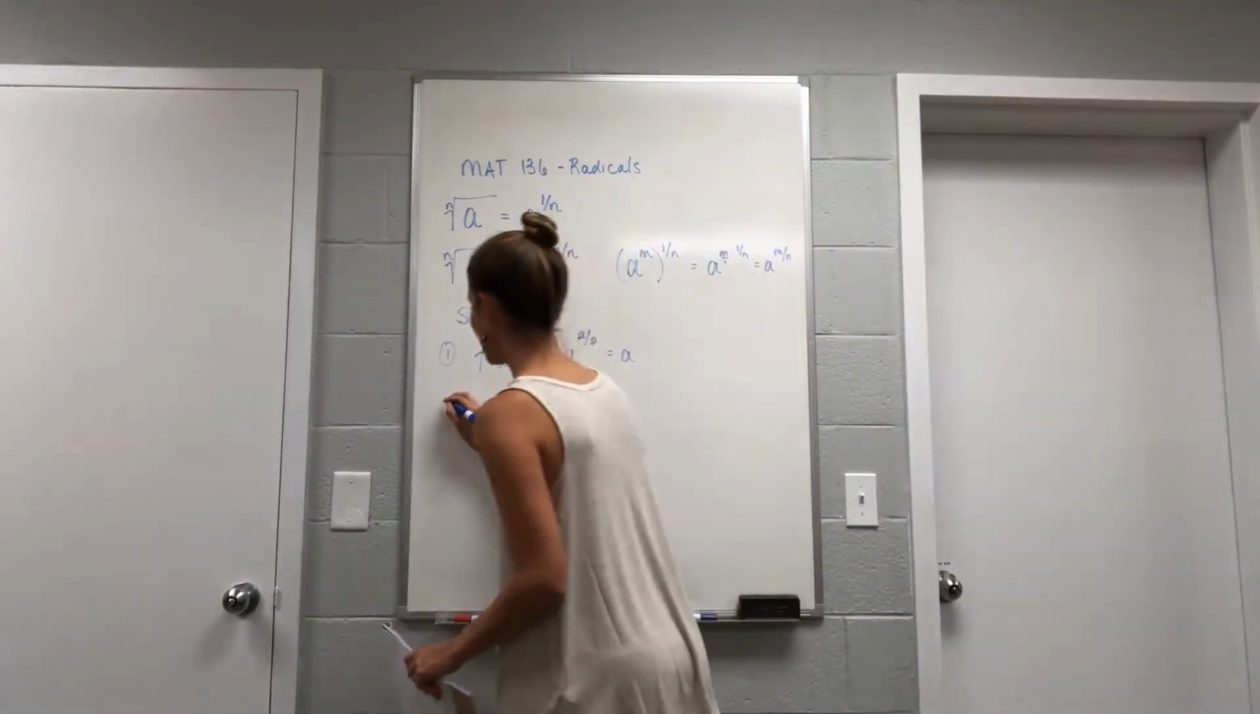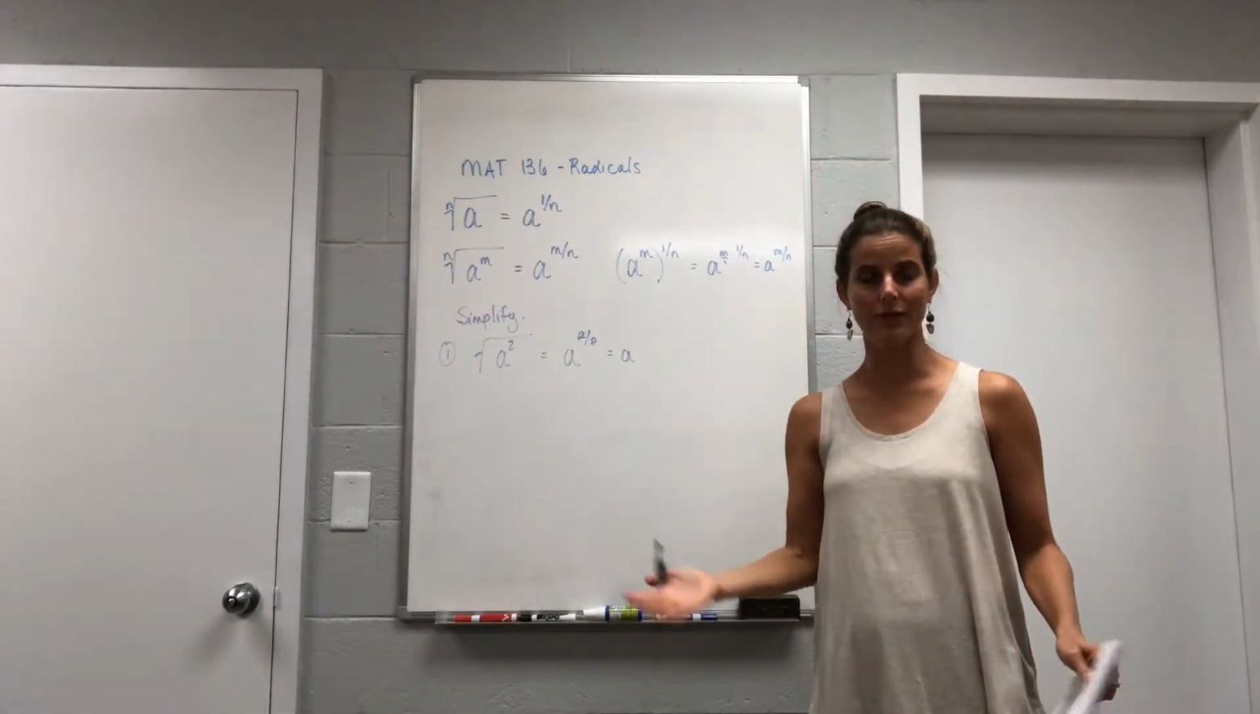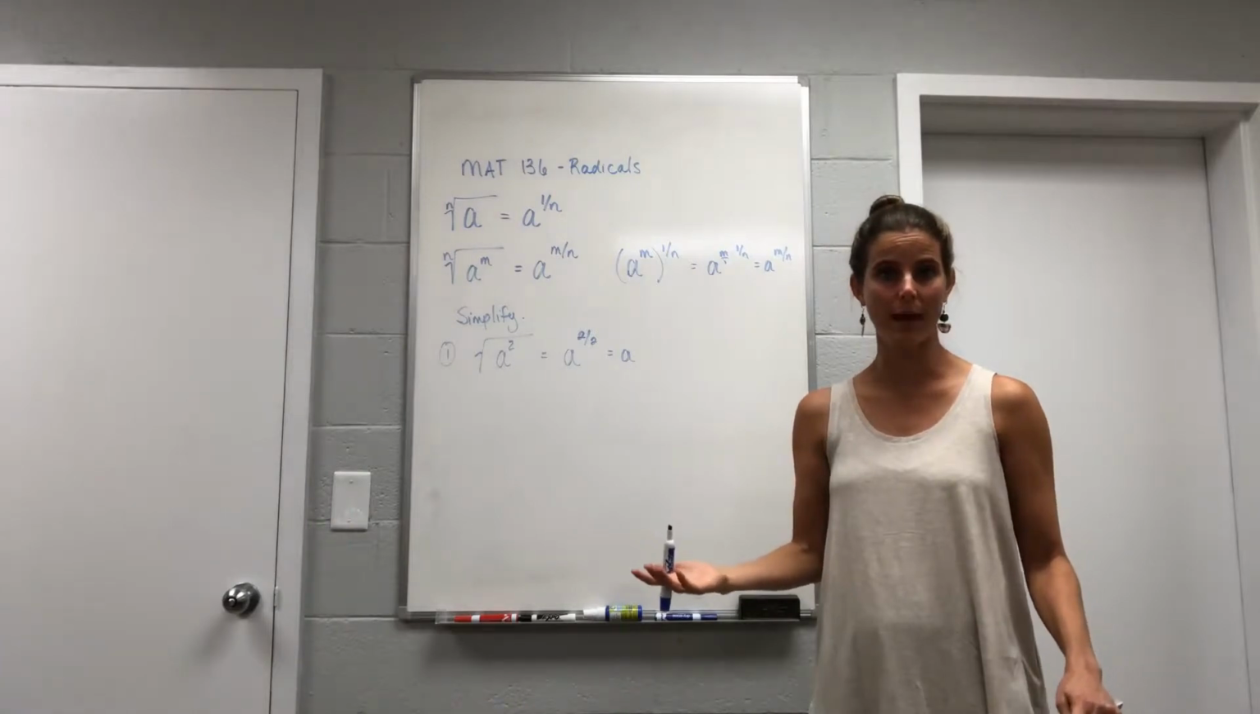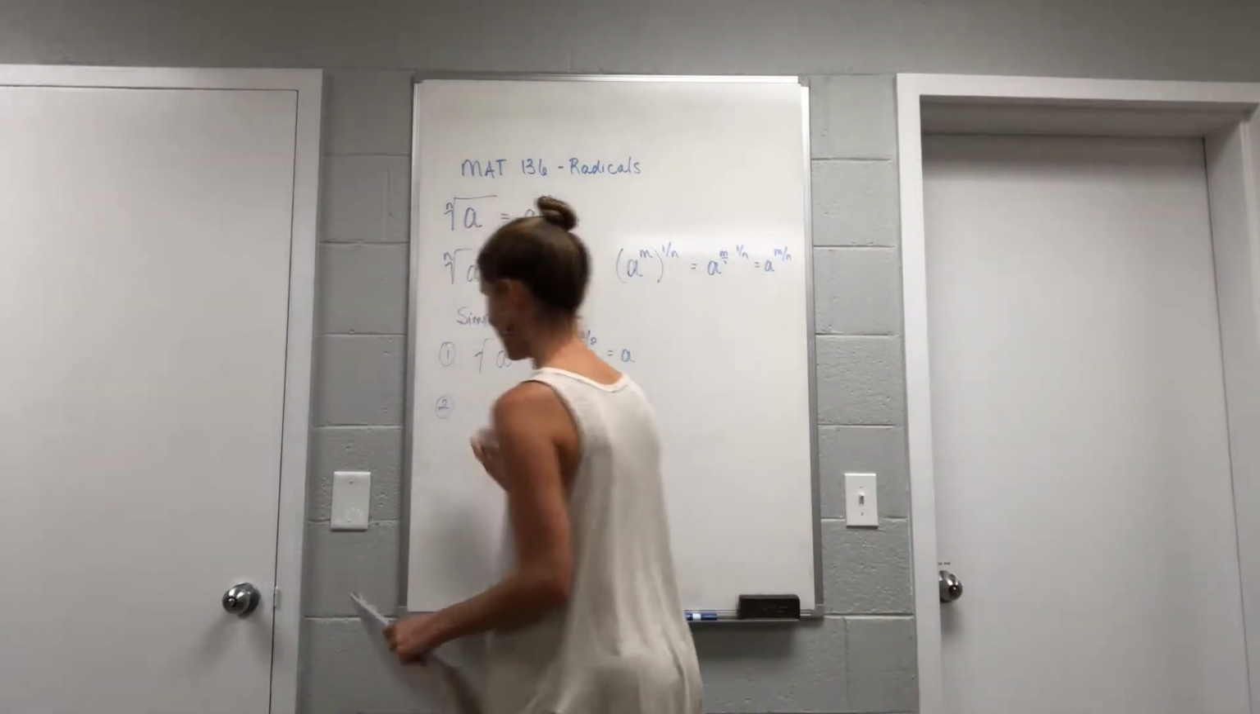But I know that in the future, like if you take the cube root of x cubed, it'll be x. If you take the fourth root of a to the 4th power, it'll be a, etc., because those powers undo each other. We'll talk about that with solving.